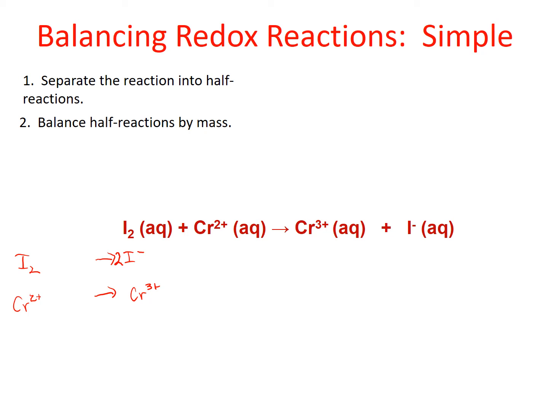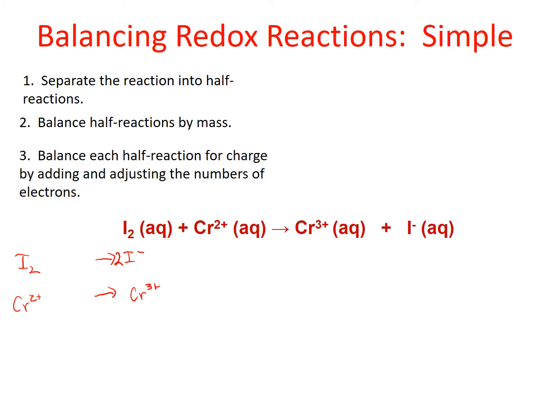It's really important to do this step first because it will affect your charge balance. If I increase the number of a charged ion, it's going to affect the overall charge on that side. So it's really important that you remember to do your balancing by mass first. Okay, my second half reaction is already balanced in terms of mass. The charge doesn't affect mass. It is just the number of atoms of each element, and I've got 1 chromium and 1 chromium.